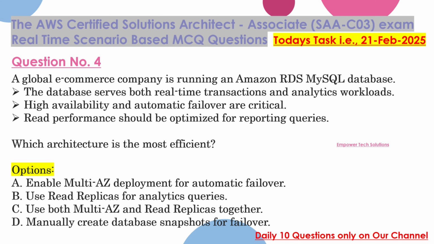Question 4. A global e-commerce company is running an Amazon RDS MySQL database. The database serves both real-time transactions and analytics workloads. High availability and automatic failover are critical. Read performance should be optimized for reporting queries. Which architecture is the most efficient?